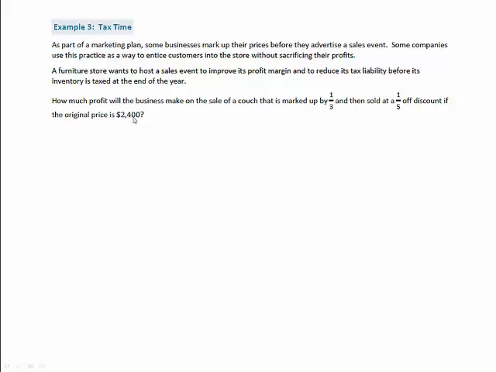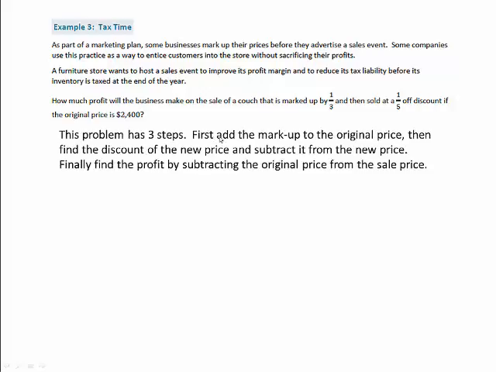So we're going to be doing two things. First, we're going to be marking up the price. Marking up the price means that you're going to increase it by a part. And in this case, we're going to increase it by 1/3 of the original price. So we're going to find 1/3 of the original price and then add it to the original price. This will give us a new markup price. Next, we're going to find 1/5 of that price and subtract it from the new price. The last step is to find the profit. And we're going to subtract the original price from the sale price.